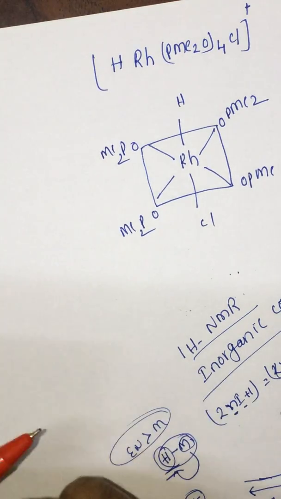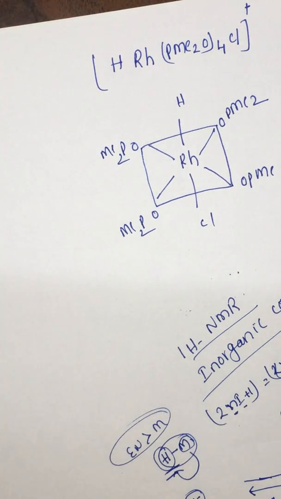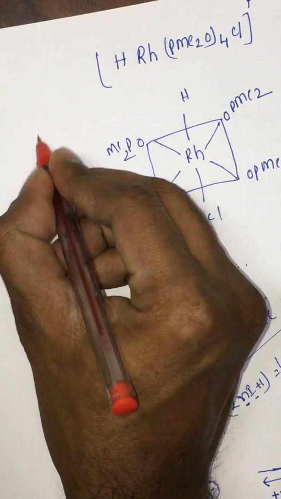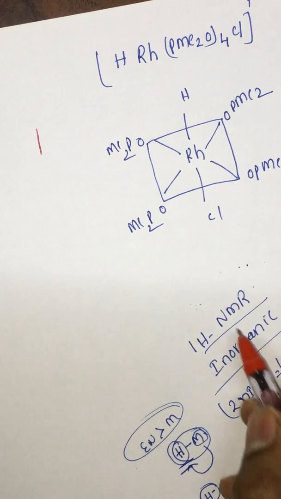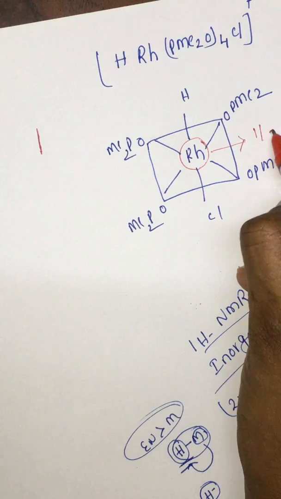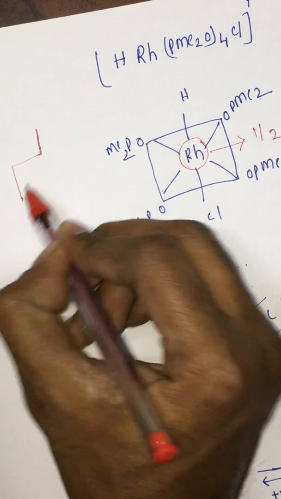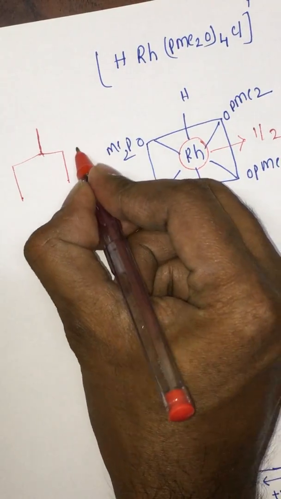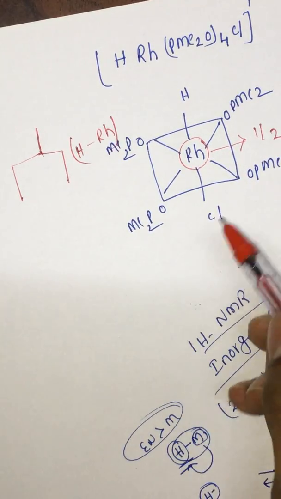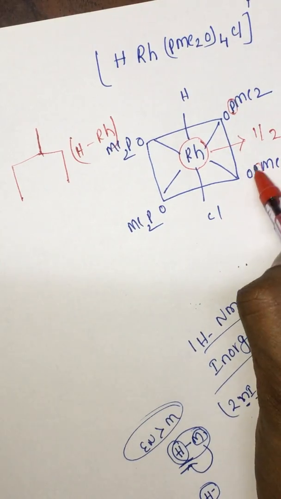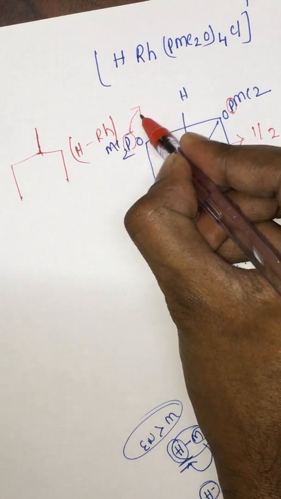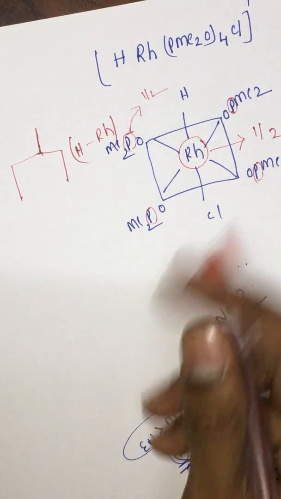Here it is very simple to predict how many peaks we will get. Only one hydrogen is there, so for that one hydrogen we get a singlet, and this hydrogen couples with the rhodium spin. Rhodium has spin 1/2, so we get a doublet, because of hydrogen and rhodium. Next, we have phosphorus also, four phosphorus, and phosphorus is also spin active. The spin of phosphorus is 1/2, and there are four phosphorus in total.